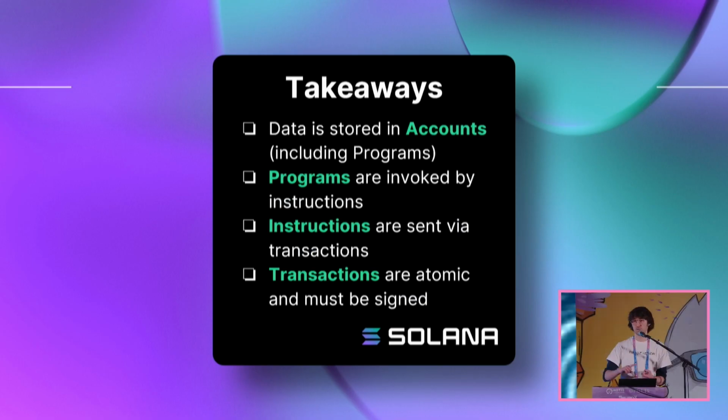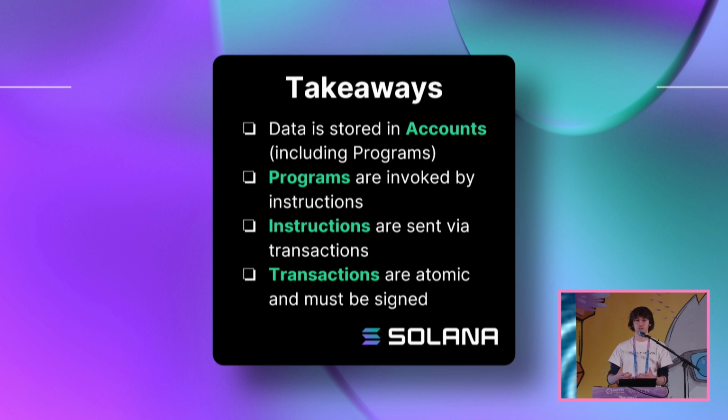So some takeaways from that: data is stored in accounts, including programs, which, again, everything is an account. Programs are invoked by instructions. Instructions are sent via transactions, and transactions are atomic and must be signed. So hopefully this idea or visualization is becoming clear about the architecture of Solana.